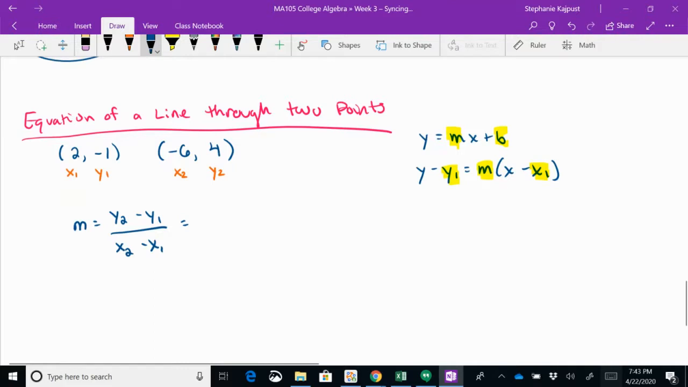So my y2 I labeled as 4. So 4 minus, and then negative 1, which is the y1. And then my x2 is negative 6 minus x1, which is 2. So on the top, 4 minus negative 1 is actually addition. You're actually adding 1. So 4 plus 1 is 5. And then negative 6 minus 2 gives you negative 8. And so we generally will put the negative in the middle and say that's negative 5 over 8 for our slope.